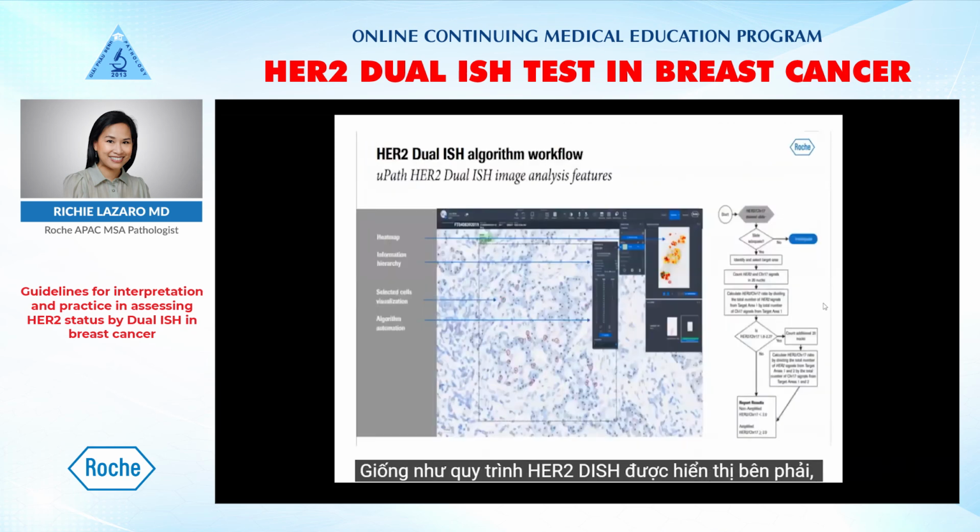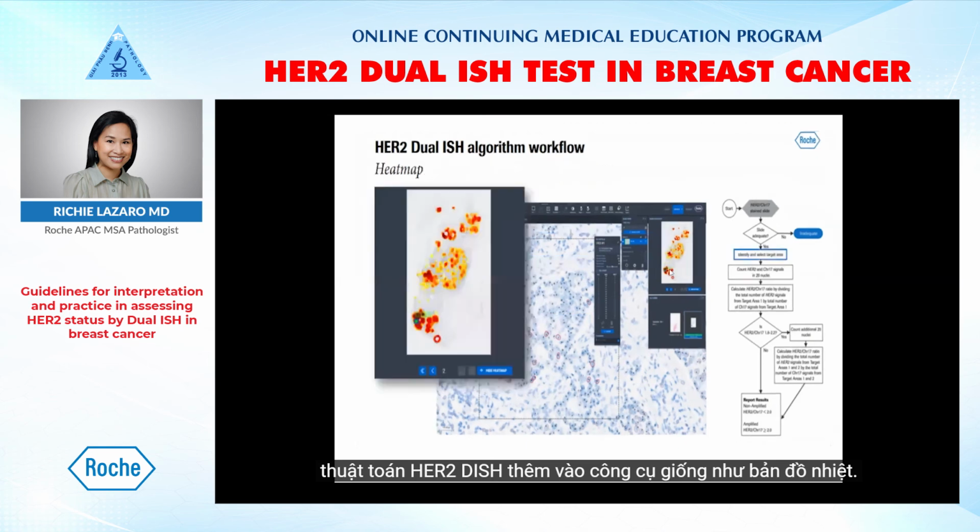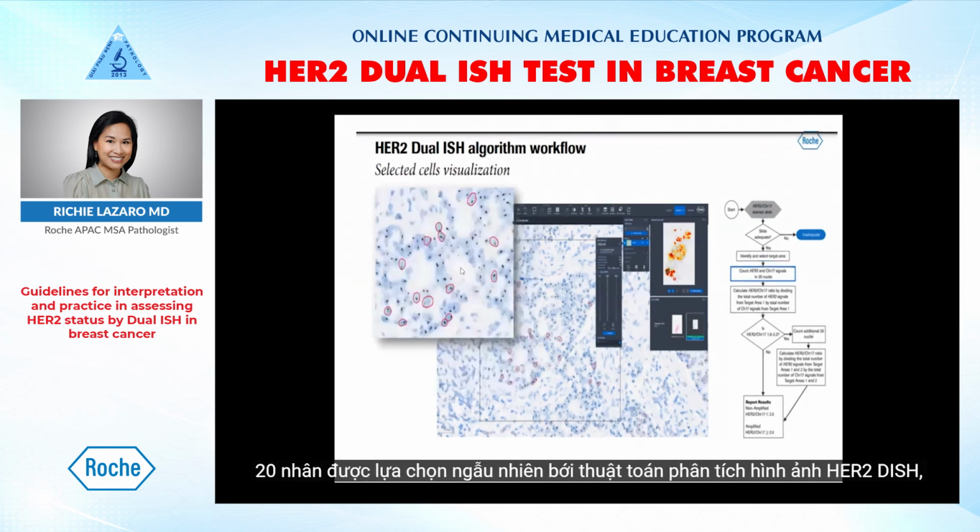Similar to the HER2 dual-ISH workflow, as shown on the workflow flowchart on the right, the HER2 dual-ISH algorithm adds visual tools like the heat map. And the heat map shows dark red for areas of high HER2 amplification and yellow for areas of non-amplification.